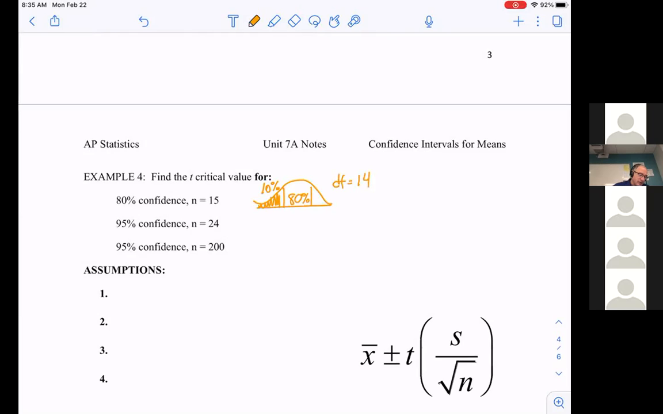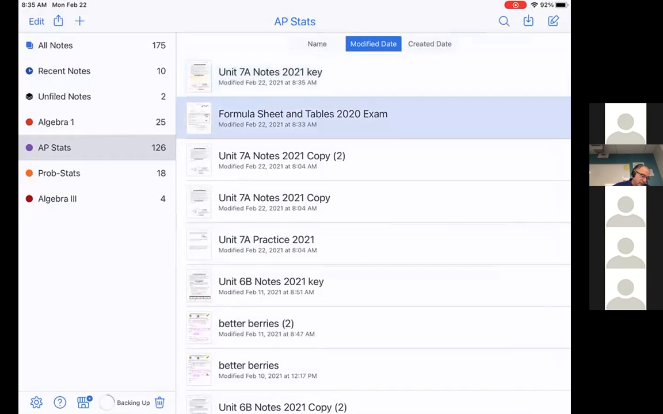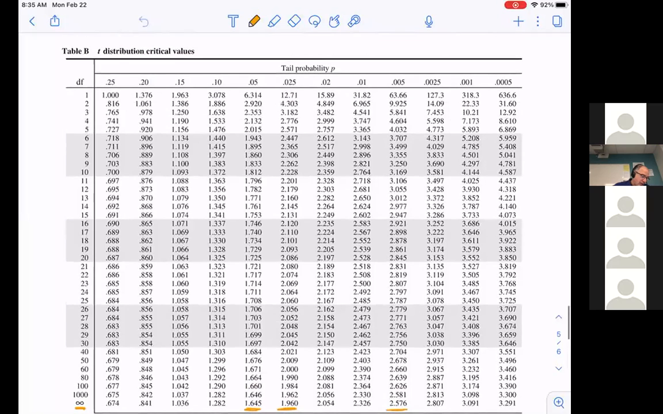Okay. But what happens is now my degrees of freedom is going to be equal to 14. Okay. So the two ways to do this are, we can go back to our table. So we said it was a sample size of 15. My degrees of freedom is 14. So here's 14. Okay. We decided we needed a 10% tail, right? So it was 80% confident. So there's the column that I need. And it looks like my answer here is 1.345.